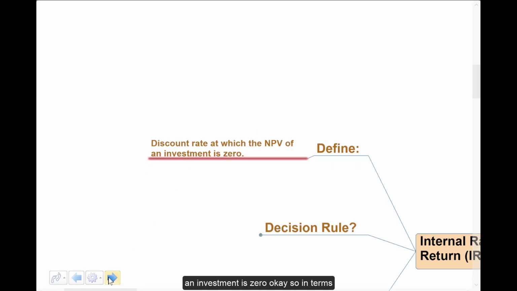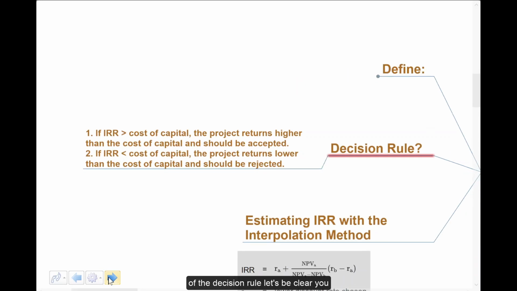Okay? So in terms of the decision rule, let's be clear. If the IRR as calculated is greater than the cost of capital, the project returns higher than cost of capital and should be accepted. Flip side of that, if the IRR is less than the cost of capital, obviously the reverse is true. The project returns lower than cost of capital, it should be rejected. Make sure that you have a fix on this for sure.